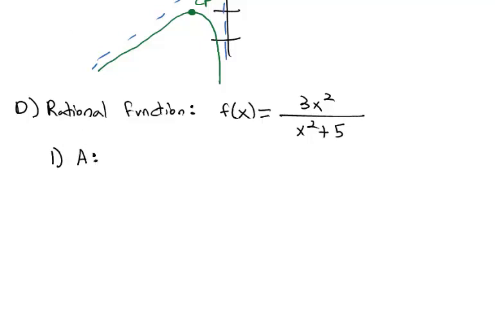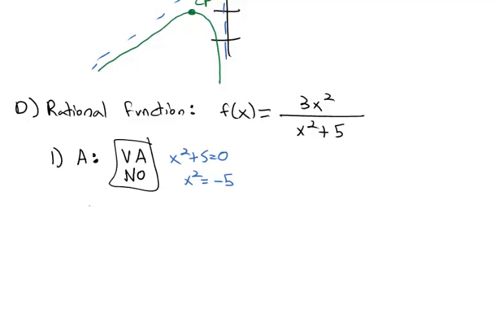Looking for asymptotes? We get a vertical asymptote when the denominator equals 0, x squared plus 5 equals 0. But if we subtract 5, we end up with a negative 5, and we're not going to be able to take a square root of negative 5. That's an imaginary number. So we're going to have no vertical asymptotes.